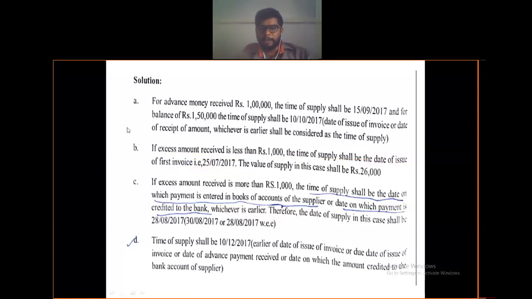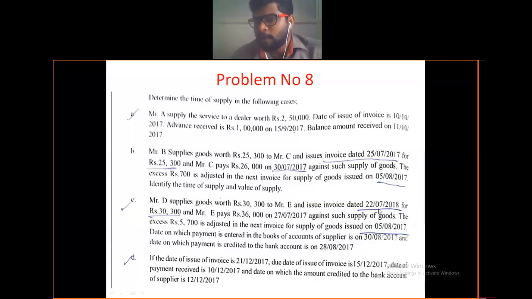Read the third question. That time you will understand. Here two different analyses are there. One is if the excess amount is less than 1,000. Another one is if the excess amount is more than 1,000. Now read the third one. Mr. D supplies goods worth rupees 30,300 to Mr. E, and issues invoice dated 22nd 7 2018. This is the first date of issue of invoice, 22nd 7 2018, for rupees 30,300. 30,300 goods supplied.